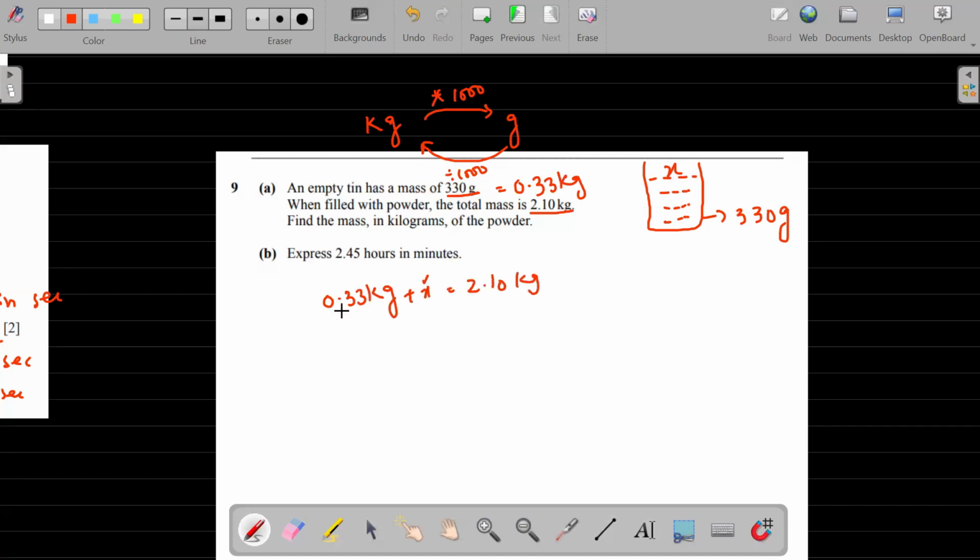Let's separate X. To separate X, we have to take this on the other side, minus 0.33 kg. So Padma, subtract it and see what will be the answer. 1.77 kg. So the mass of powder is 1.77 kg. That is the mass of powder. Now Fatma, it says, what I told you earlier. Look at the B part.